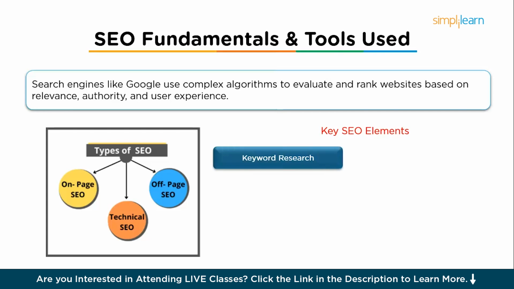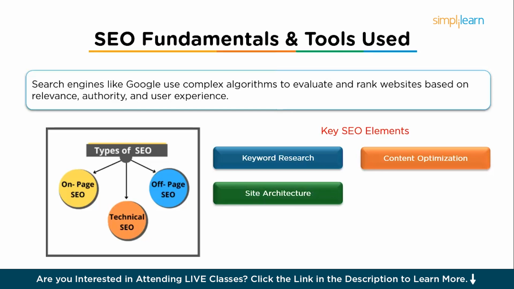The first one is keyword research, identifying what terms and phrases your target audience searches for. Then comes content optimization, creating content that addresses search intent and incorporates keywords naturally. Then comes site architecture, structuring URLs, navigation, and internal linking to help search engines and users find content easily. Then comes mobile optimization, ensuring your site performs well on mobile devices, a major ranking factor.